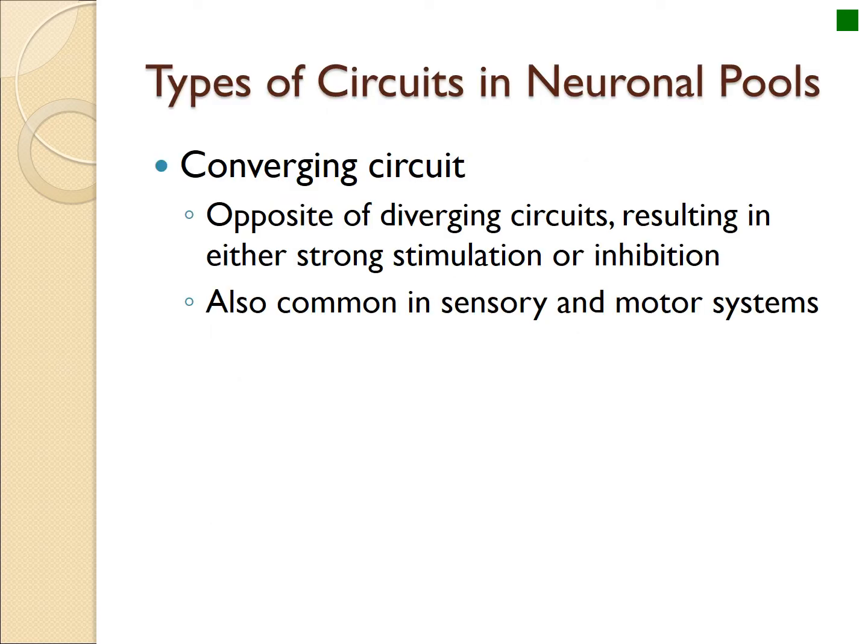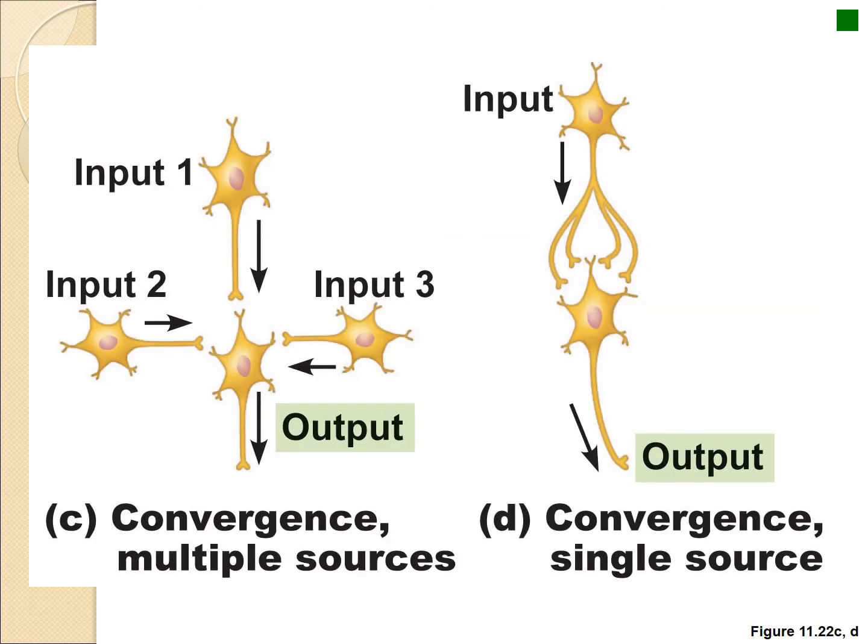Then we have what's called a converging circuit. It's the opposite of a diverging circuit. What does it look like? There are several types. Converging means that you have the receiving cell, one postsynaptic cell, and three presynaptics. Now this gets to be a problem because you have input from three.